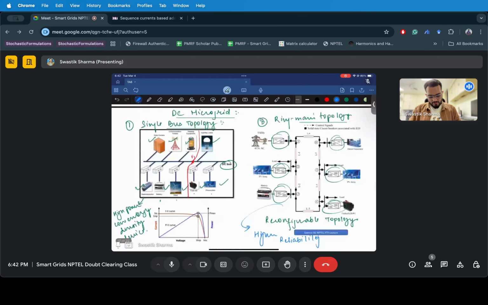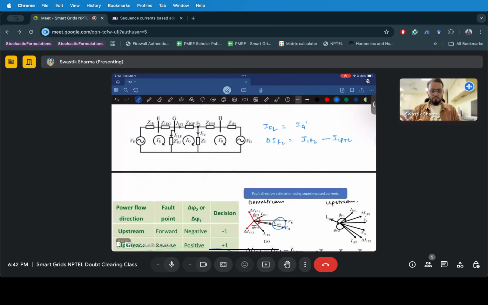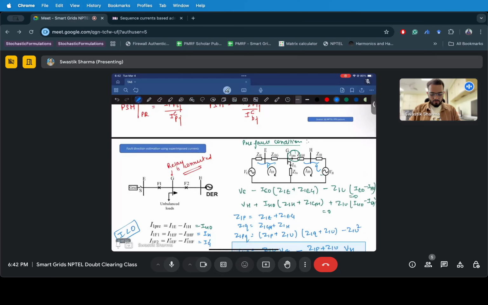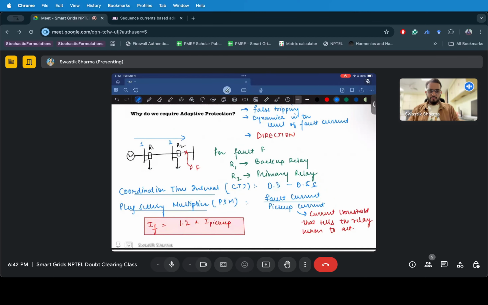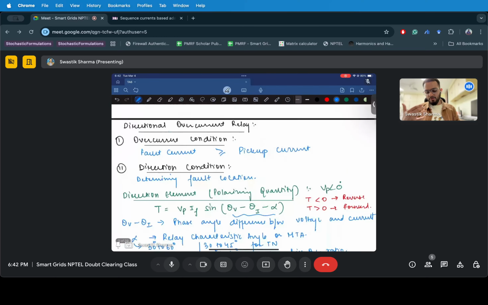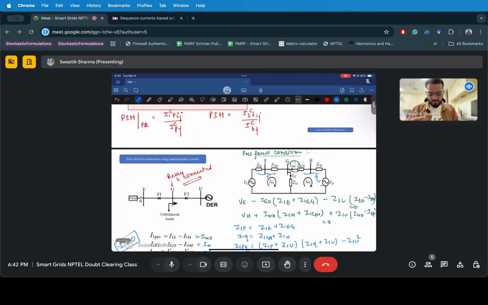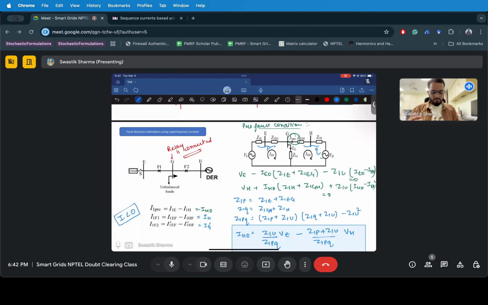What we discussed today was adaptive protection, and then we moved on to microgrids, DC microgrids and AC microgrids. In adaptive protection, we discussed why we want it, because of all the things that we studied last time, right? We have false trips, we don't know the direction, we have dynamics in the level of fault current, everything coming at once, right? So if you can make the protection scheme adaptive in nature, you can have better protection of your system.